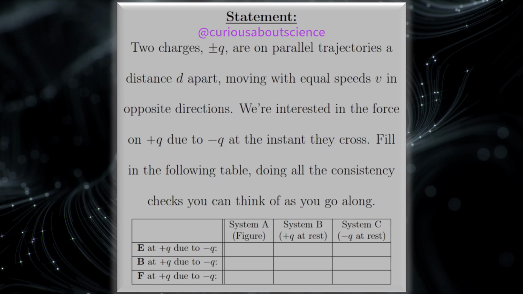All right, so in system A, what we want to know is the E at q due to negative q, the B field, and the force. So we're going to want the electric and magnetic fields, and of course the force, when we're moving in a classic kind of system, opposites. System B, we want to hold plus q at rest, and then system C, we want to hold negative q at rest. So we get three different systems here. Let's dive in and see how everything comes together in a nice formatted table.